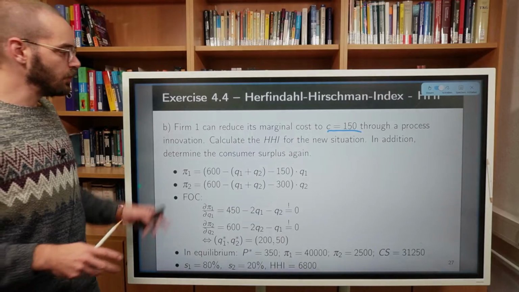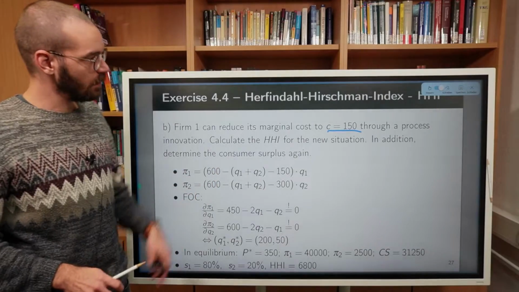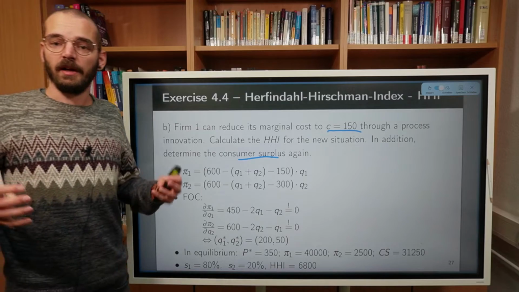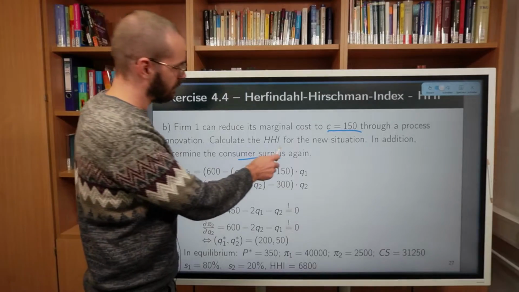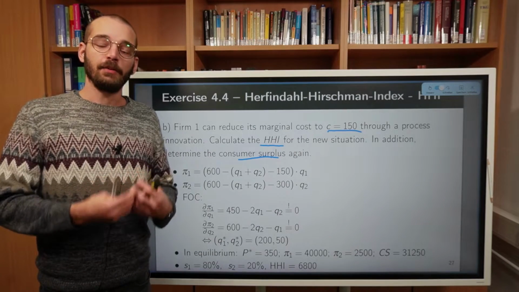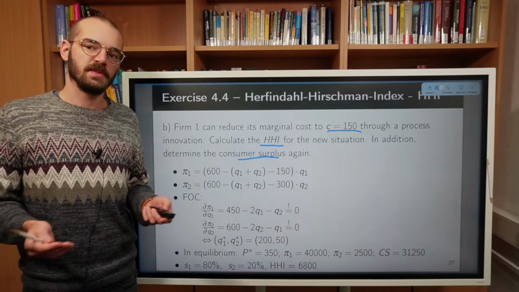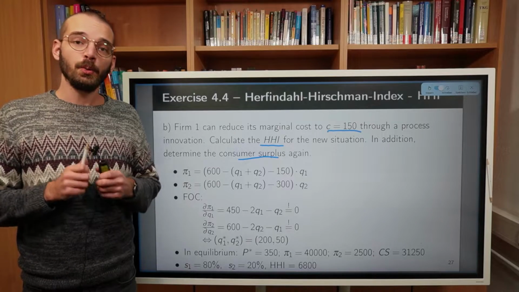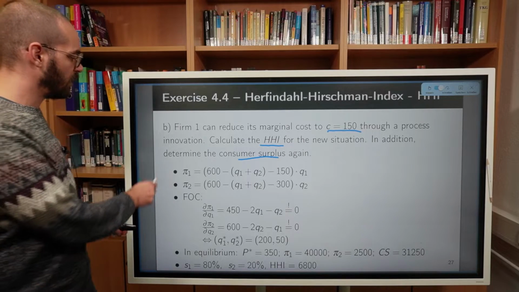We are now asked to again calculate the HHI for this new situation, and we are once more asked to calculate the consumer surplus. Of course, in order to find out the HHI, we need to know the market share of both firms. If we want to find out the market share of both firms, we need to know the quantities both firms will produce in market equilibrium. All this just to say we need to find the market equilibrium in the first step. And that is what we are doing.